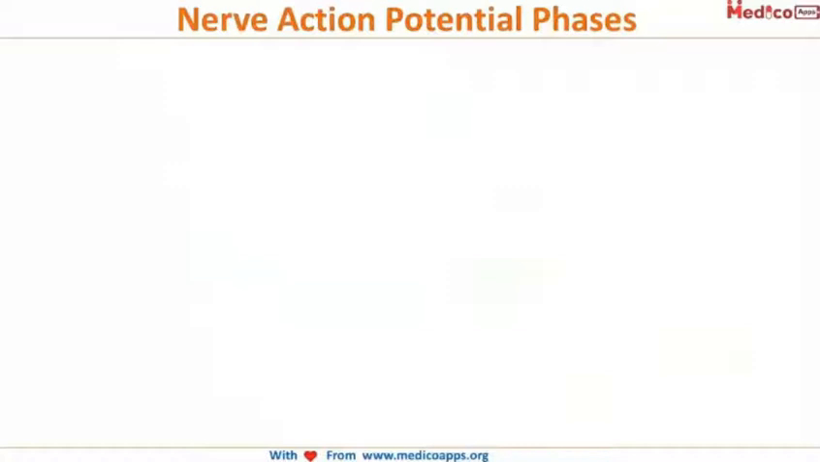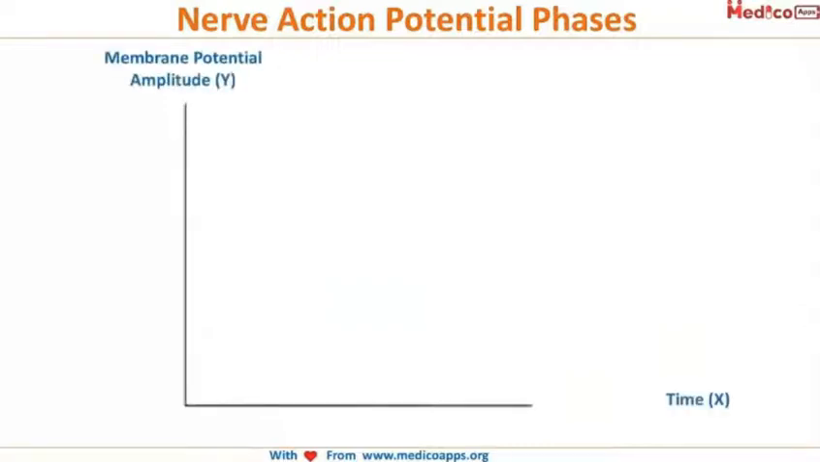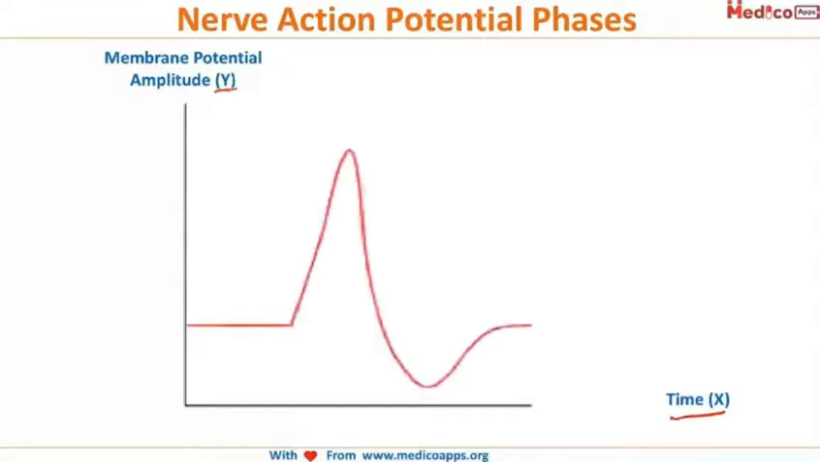Now, to start understanding the nerve action potentials, let's draw this graph. Please concentrate over here. This can be asked as an image-based question as well. The x-axis will always represent time, whereas the y-axis is going to represent the amplitude of the membrane potential. Now, this is how a typical action potential looks, the graph of a typical action potential.